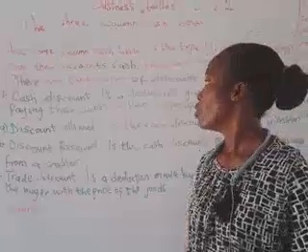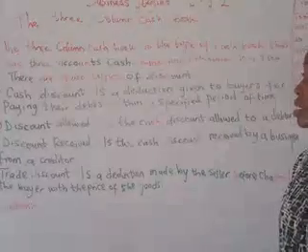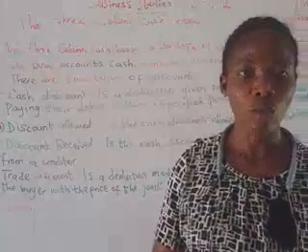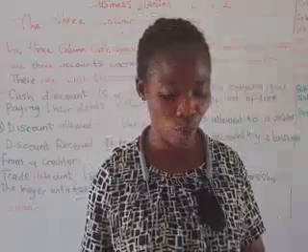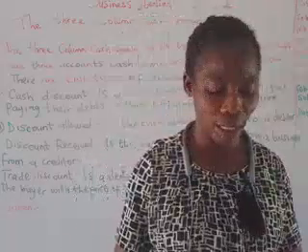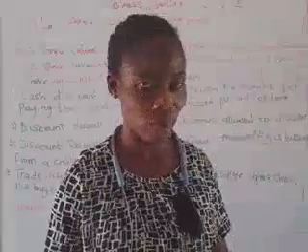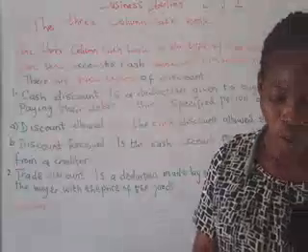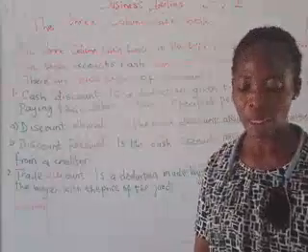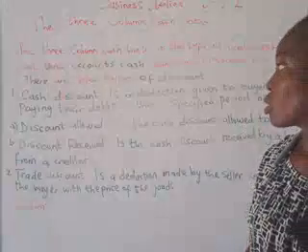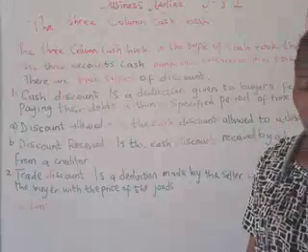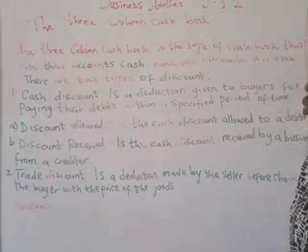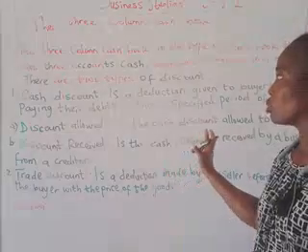Before I move further, let's quickly revise the 2-column cash book. I told you that the 2-column cash book is the combination of the cash and the bank transactions. But the 3-column cash book is a combination of cash, bank, and discounts. And for the 3-column cash book, we have 2 types of discounts.